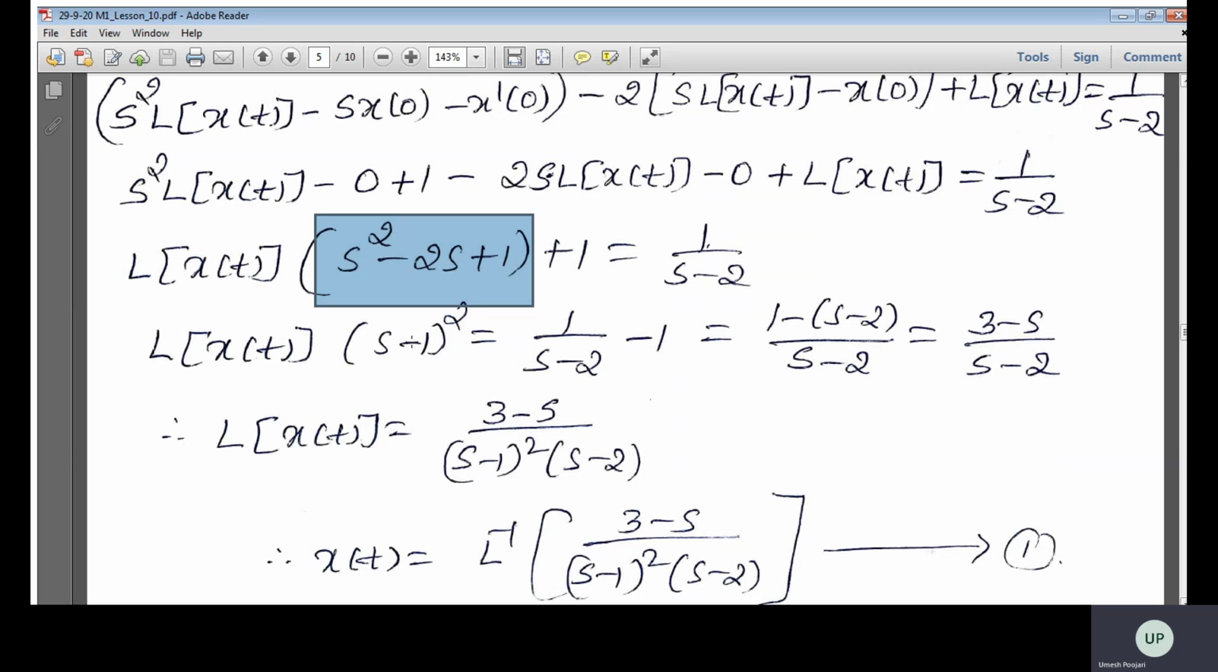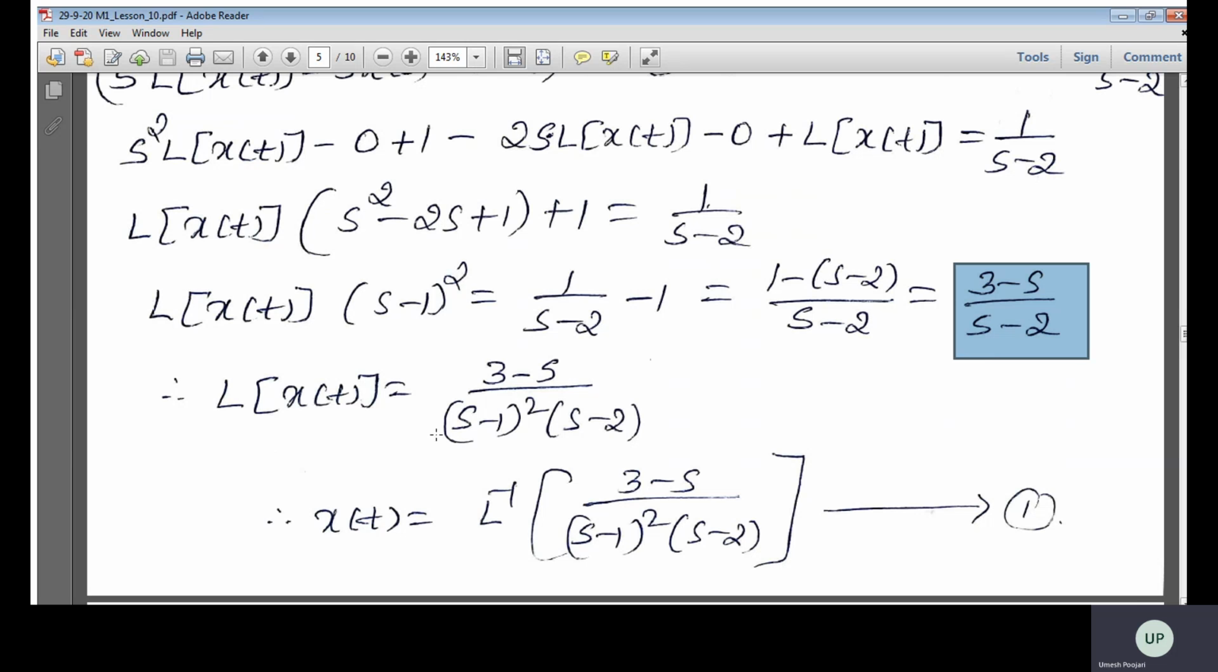So s square minus 2s plus 1 will be (s minus 1) whole square. So we can write L of x of t into (s minus 1) whole square equal to 1 by s minus 2, take this constant term to the right hand side. That is 1 by s minus 2 minus 1. So if I take s minus 2 as LCM, the numerator will be 1 minus (s minus 2), or that will be 3 minus s divided by s minus 2.